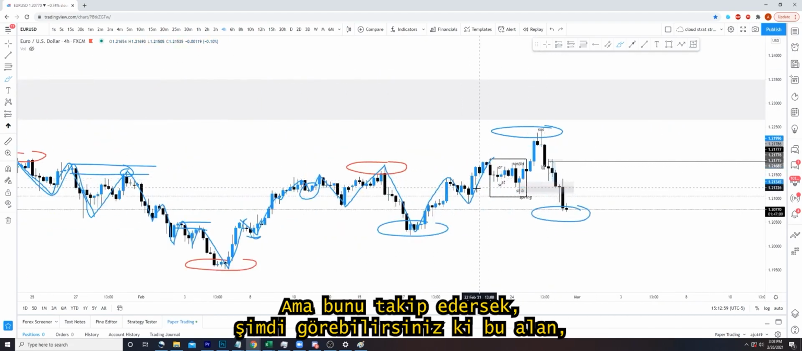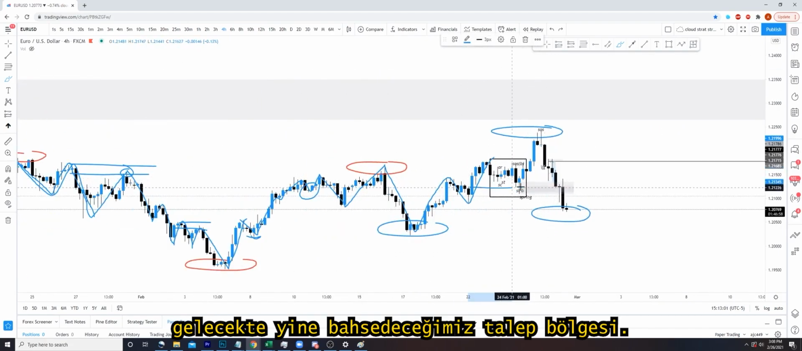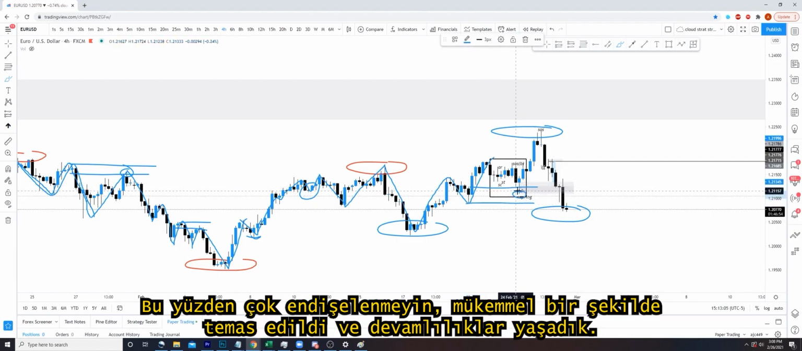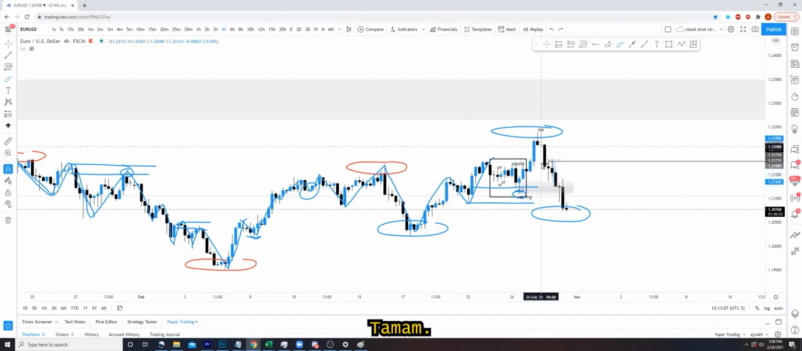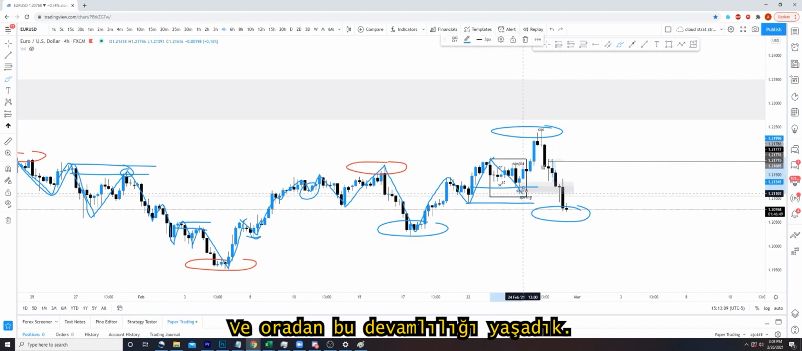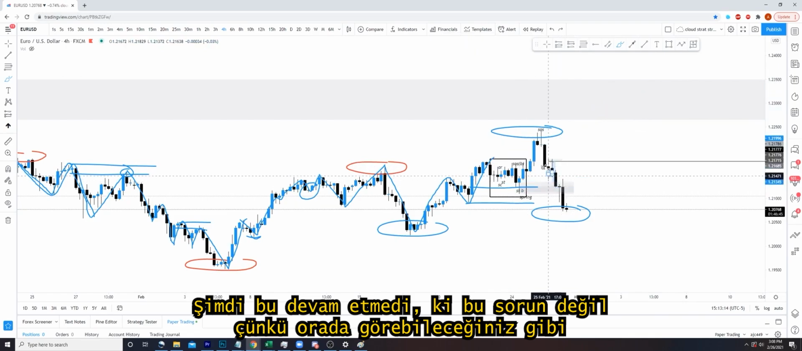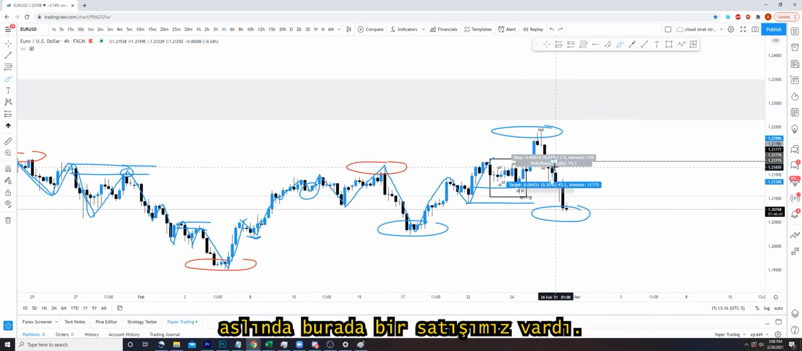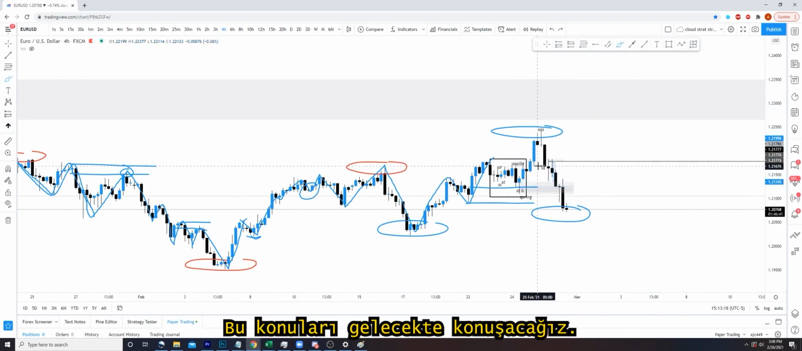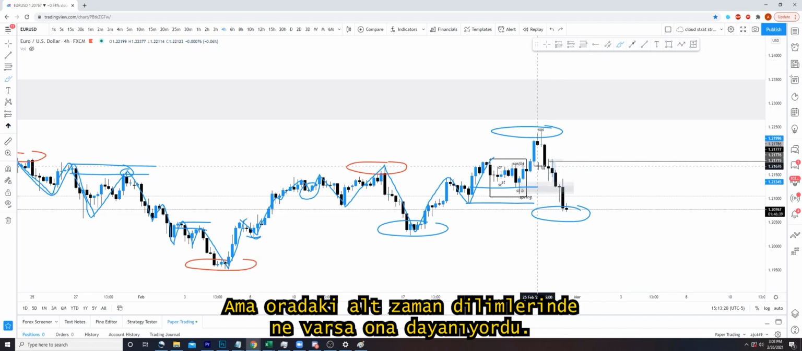But if we follow this, you can now see that this area right here of demand, which again, we will talk about in the future, so do not worry too much about it, got tapped perfectly, and we had continuations, right? And from there, we had this continuation, boom, expecting this to continue. Now that did not continue, which is fine, because inside there, you can see we actually had a sell on here. We'll talk about this stuff in the future. But it was based on whatever we had on the lower time frames in there.